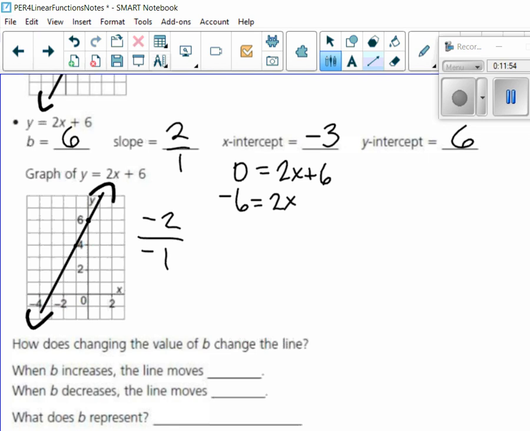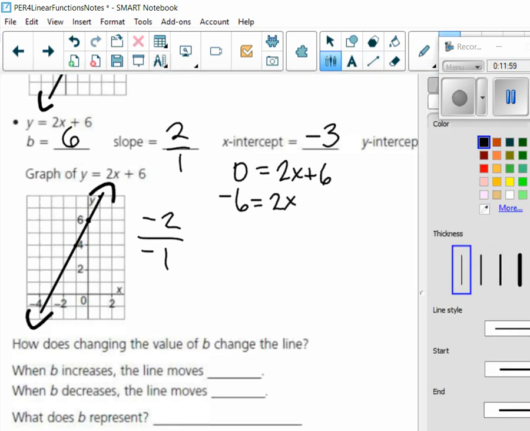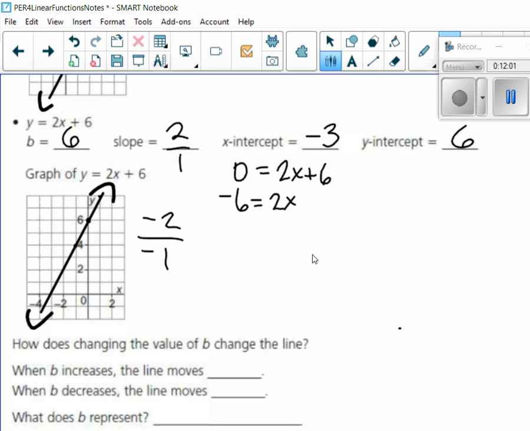Okay, how does changing the value of b change the line? Yes. When b increases, the line moves up. If b decreases, the line moves down. What does b represent again? Your y-intercept. Very good.